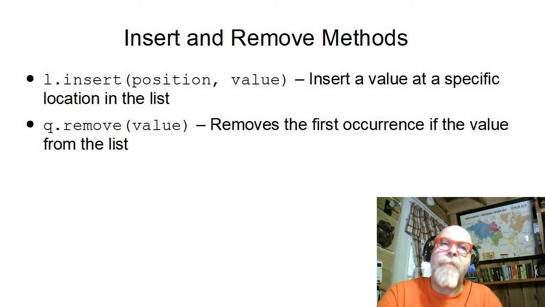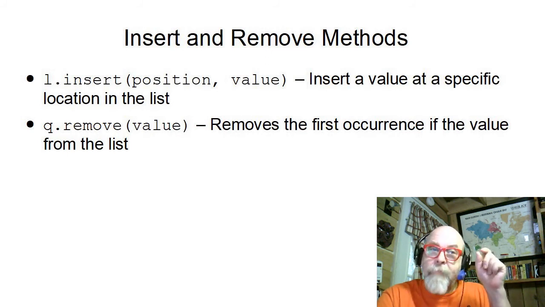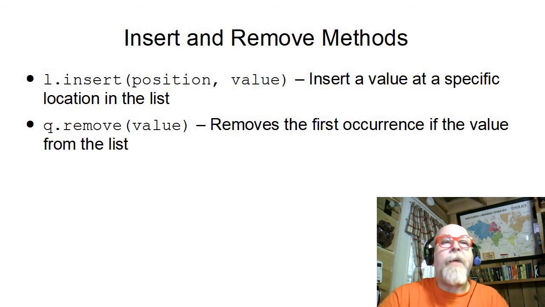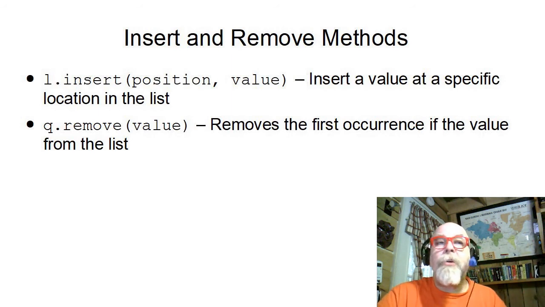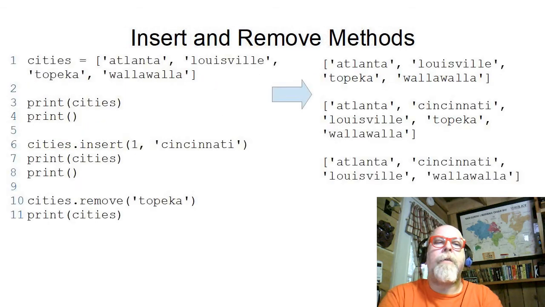Then also the remove method. Now, the remove method is kind of neat because it doesn't remove by index, it removes by value. So what remove is going to do, if I say list variable dot remove and pass a value, it's going to find the first occurrence of that value. It's going to start at the beginning of the list and go through, find the first occurrence of that value and it'll remove it from the list and modify the list in memory. Let's see an example of these 2 methods.